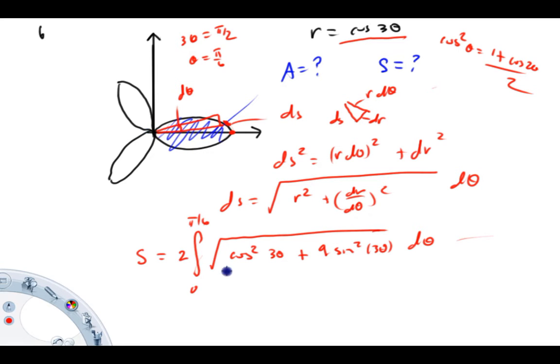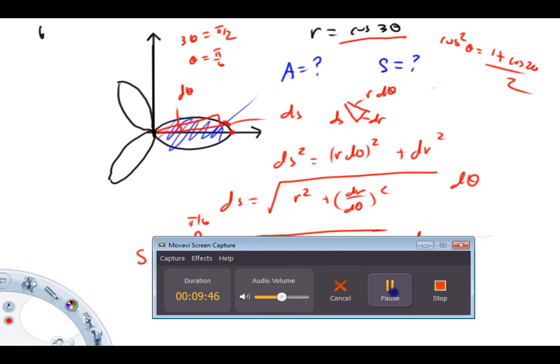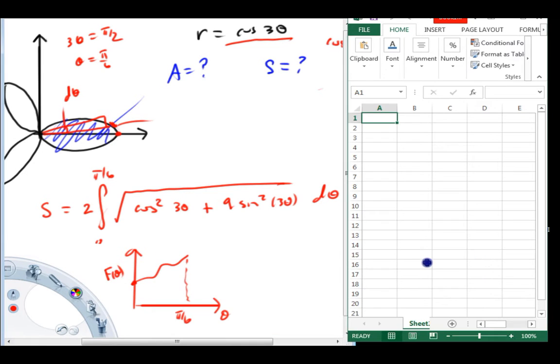Now, this integral here looks like a little bit of a pain. What I'm going to do is go to my favorite method for killing off pain-in-the-butt integrals, which is numerical. So what I'm going to do here is minimize this and bring up Microsoft Excel. I'm going to pause the video while I do this. Okay, folks, so I'm back here and I've cleaned my space up and got rid of what I don't need.